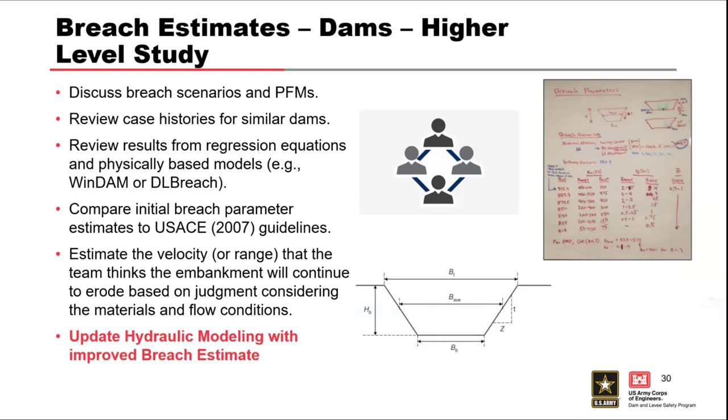Some of the DL Breach algorithms were embedded in RAS just a couple of years ago, so you can do more detailed physically based modeling of the breaches. You put all that in the hopper, and with discussion you decide whether there are specific scenarios you want to model, and then you can update that base model to improve your estimate of your breach scenario.